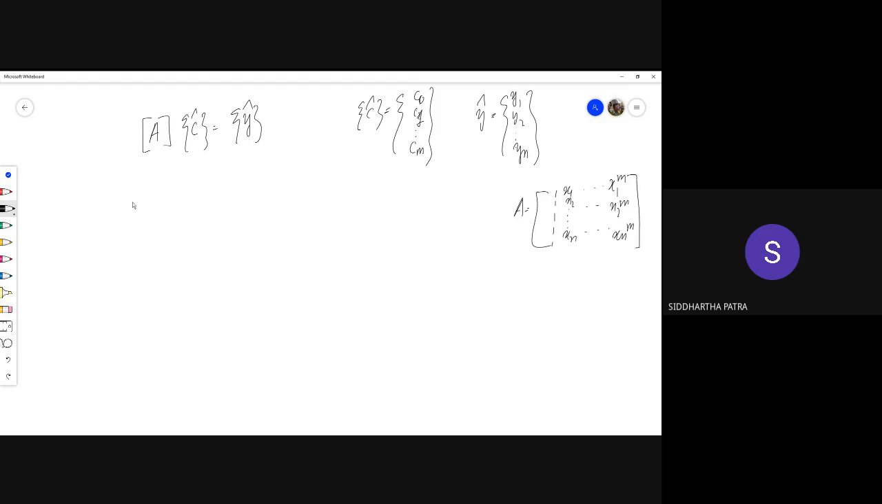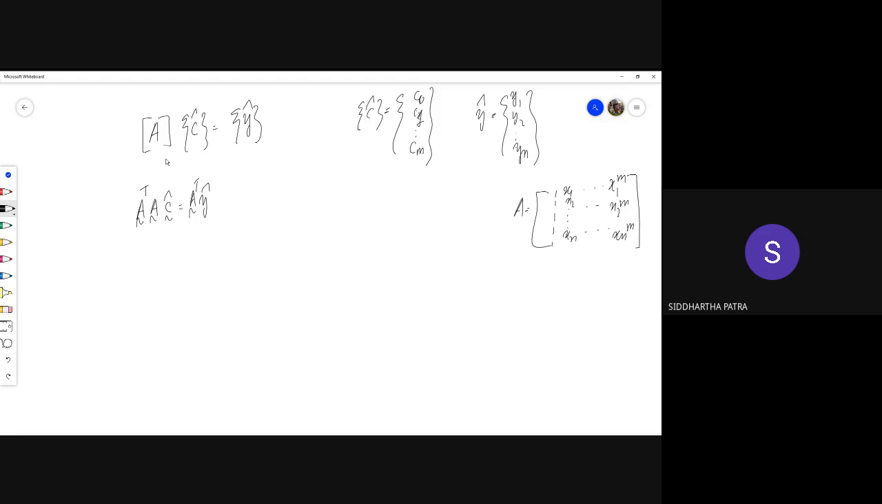So now look at this. What we will do next is multiply A transpose with A. We will multiply A transpose on either side.